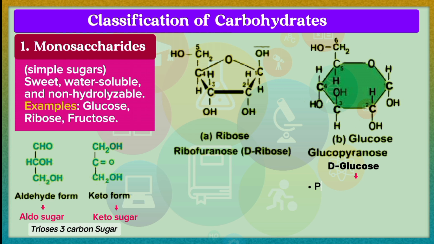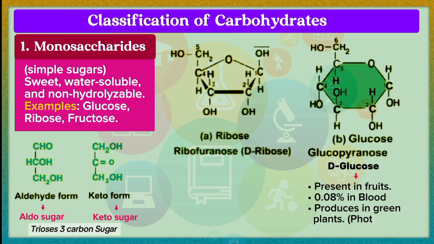In free state, glucose is present in all fruits, being abundant in grapes, figs, and dates. Our blood normally contains 0.08% glucose. In combined form, it is found in many disaccharides and polysaccharides. Starch, cellulose, and glycogen yield glucose on complete hydrolysis. Glucose is naturally produced in green plants, which take carbon dioxide from the air and water from the soil to synthesize glucose.